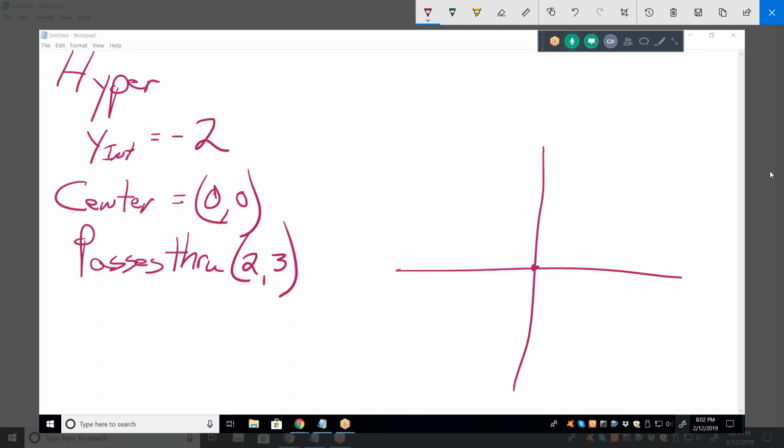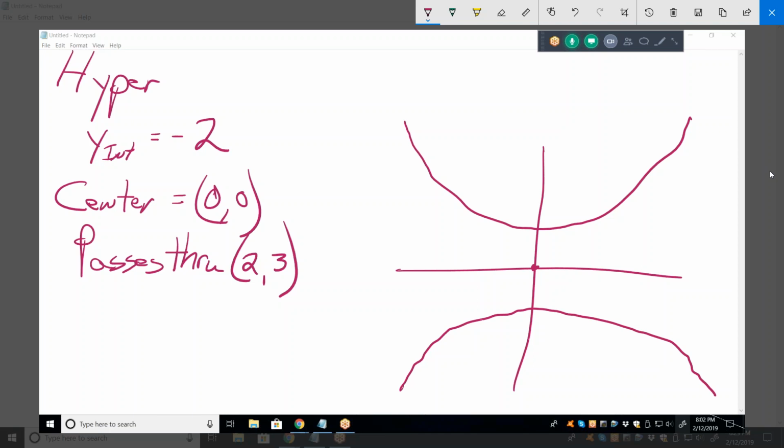Not ellipse, hyperbola. Yeah. And it's got to look like this, because that's the only way you can have a y-intercept at -2. If I had any kind of horizontal hyperbola centered at the origin, it would not pass through the y-axis at all. So that tells us that. And it also passes through this point 2, 3.